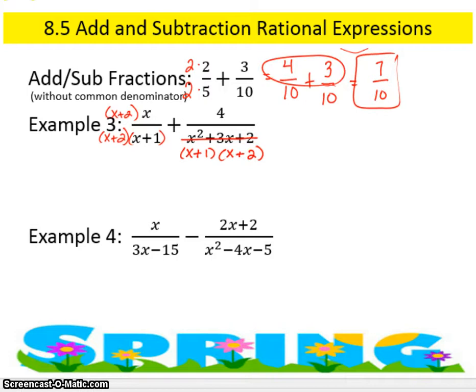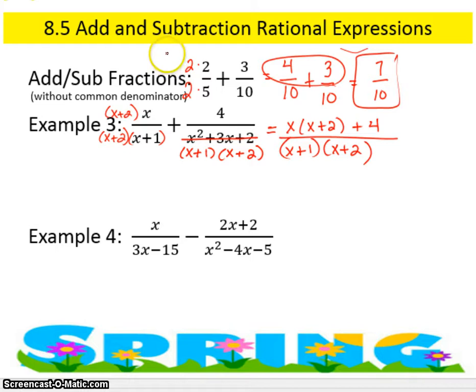Now you just want to be really careful and follow the correct rules, the correct operations here. What you have on top here is x times (x plus 2). And then over here, we have plus 4. Okay, so we need to add those together. So if you want, you can write it all out. We're going to have x times (x plus 2) plus 4 over, denominator stays the same. So add the top and the bottom stays the same.